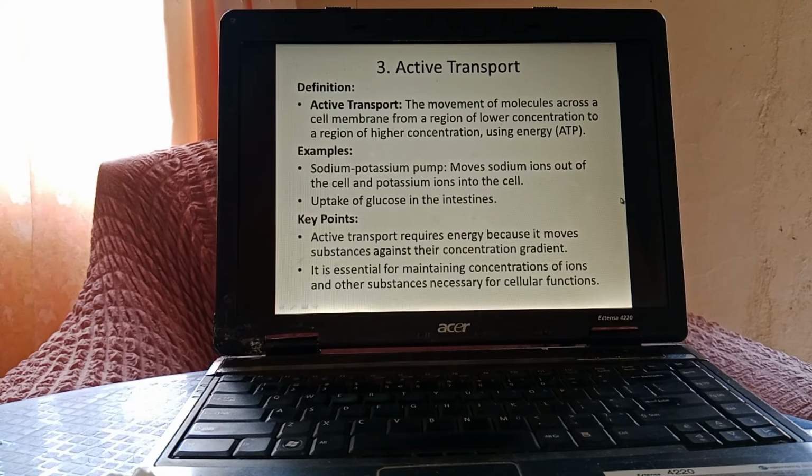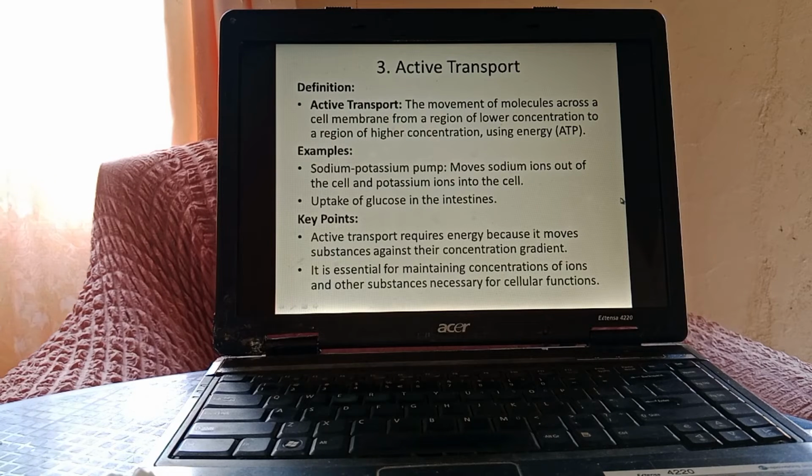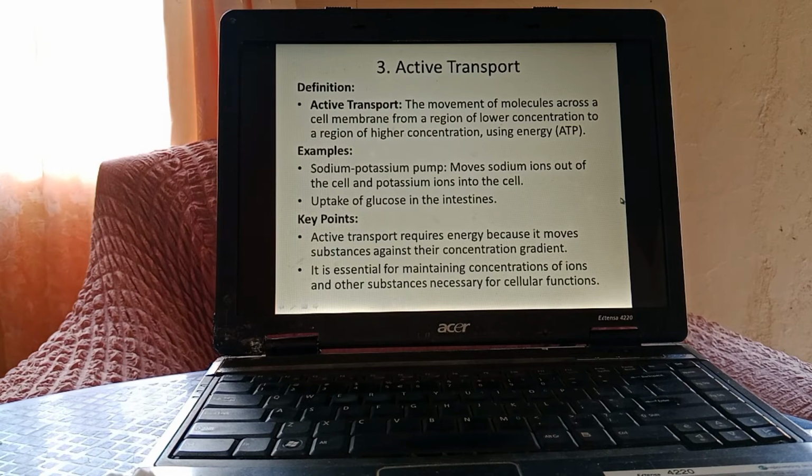What do we mean by against a concentration gradient? We mean the molecules or ions are being moved to where we have more ions. So it's like you are pushing something to where you have too much, and therefore you need to use energy. It's like climbing a hill. You are climbing a hill, you pant. But if you are going down the hill, you don't even feel it. You don't use a lot of energy like when you are climbing the hill.